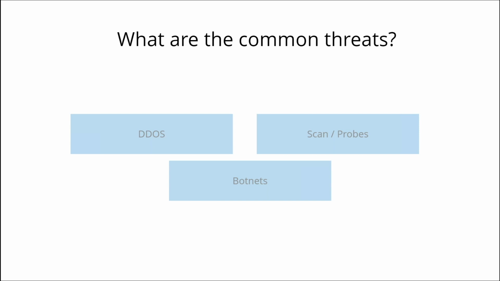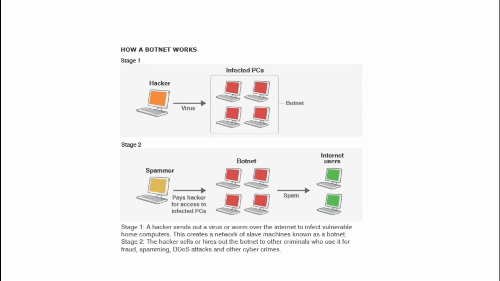So let me just give you a short overview of how it works. A botnet works like this: as you can see from stage one, there is a hacker who is sending out a particular virus over the internet, and he affects a set of workstations within a network. That's called a botnet. You made it like a slave to your environment. In the second stage, he asks for ransom. They can do it for fraudulent activity, if you want to do spamming, if you want to create an attack, or if he wants to do any kind of cyber crime, he can simply use that botnet and attack the users on the internet. So this is one major attack that can happen in any environment.